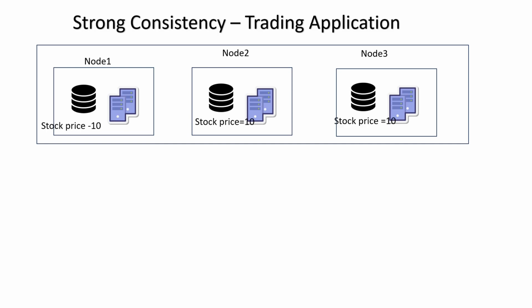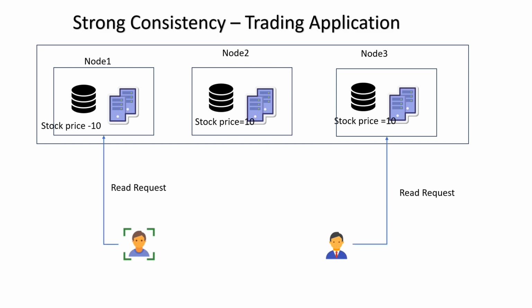So at the moment, all the nodes have the same stock price, right? So there is no issue. Clients are sending their requests, they are getting back the response, fair enough. But now, what happens in case the stock price at node 1 updates to 20? So now node 2 and node 3 are not aware that the stock price has changed.